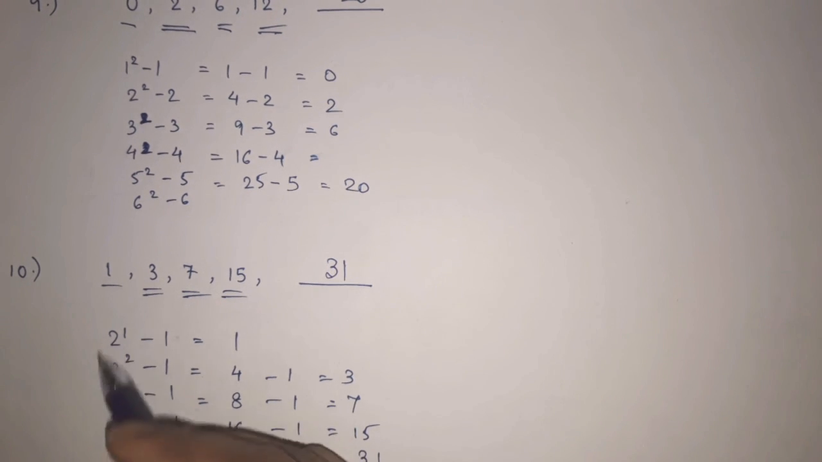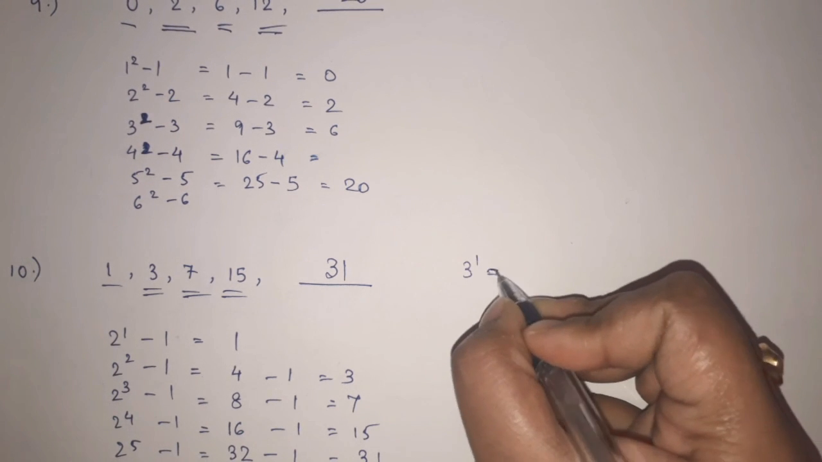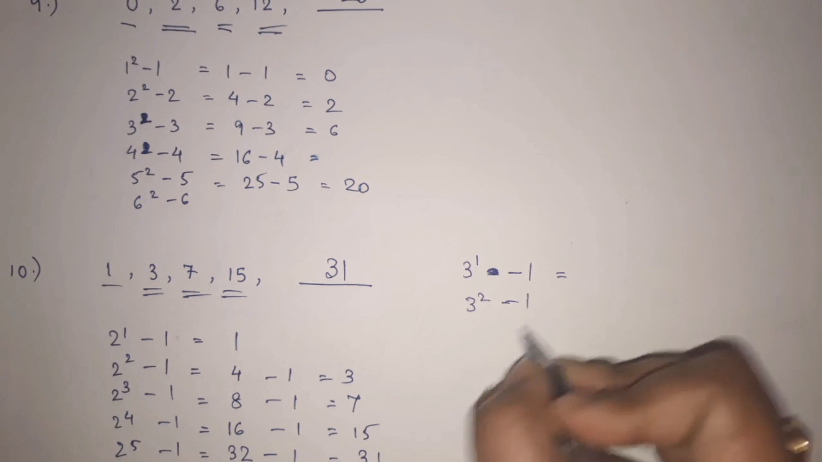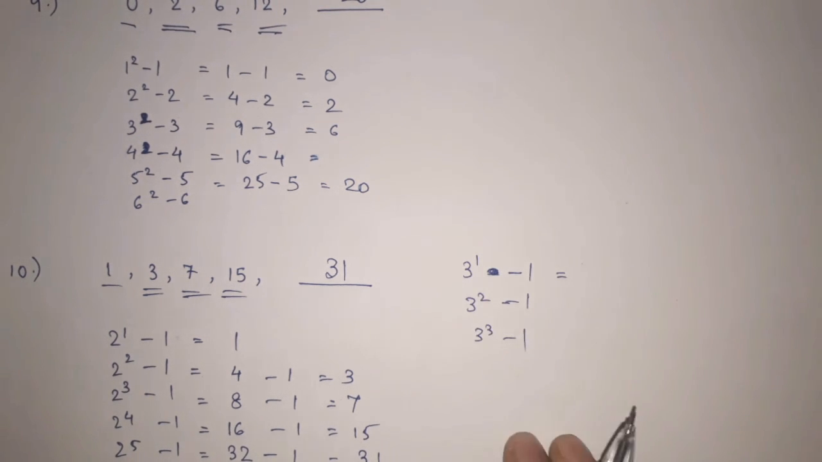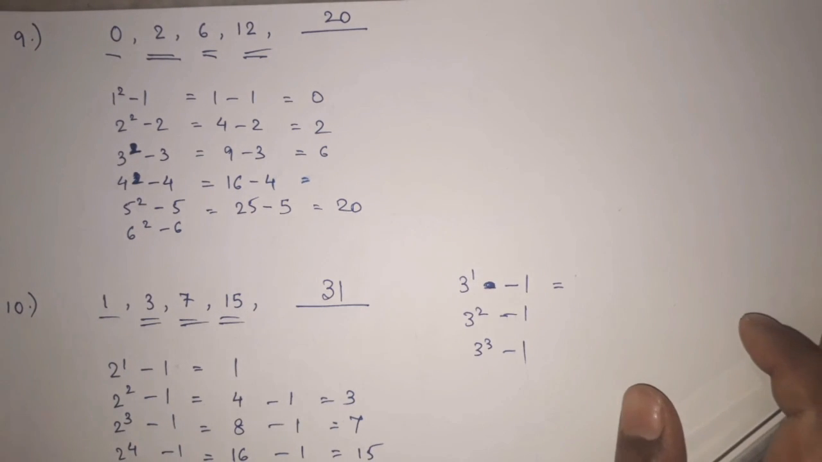Now, instead of 2, the series of 3 can also be asked, where the series will be 3 raised to 1 minus 1, 3 raised to 2 minus 1, 3 raised to 3 minus 1, and so on. Fine. So these are different possibilities. Like this, unlimited possibilities can be there.